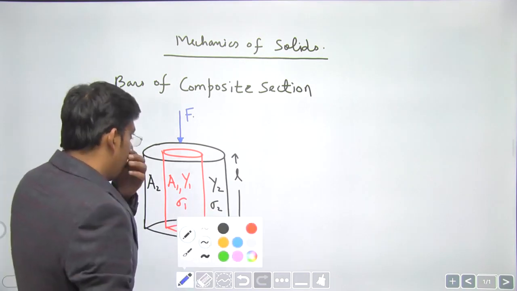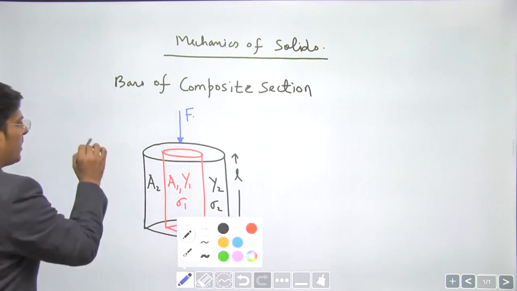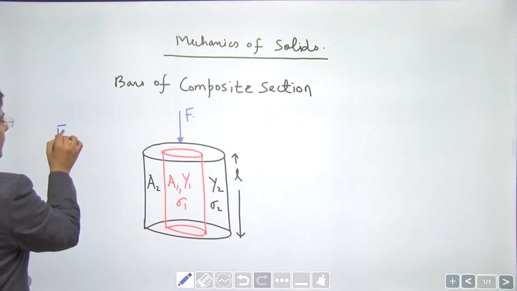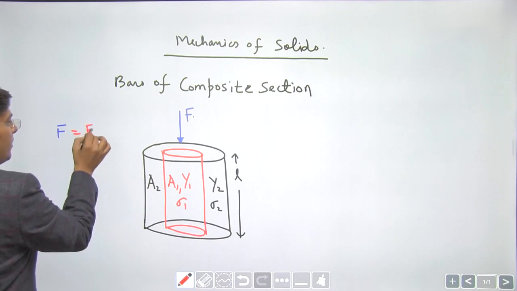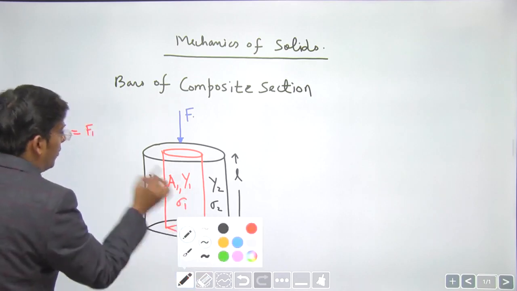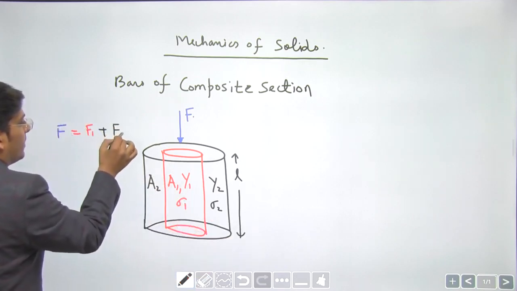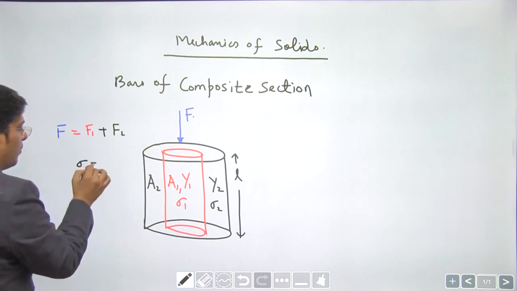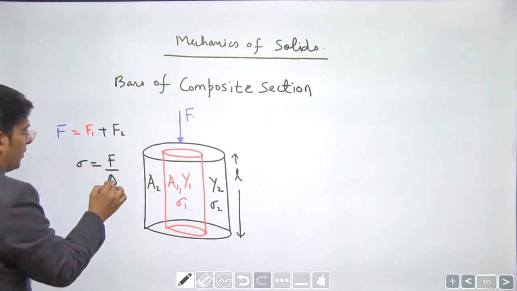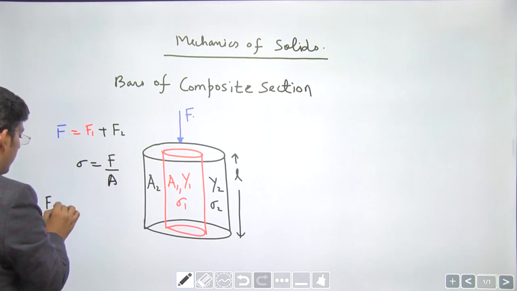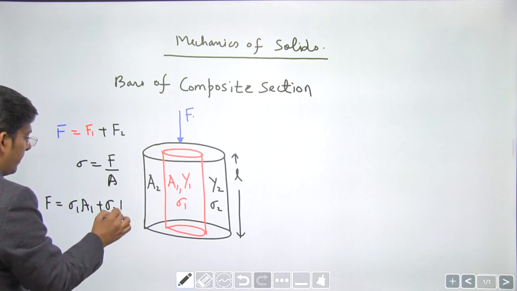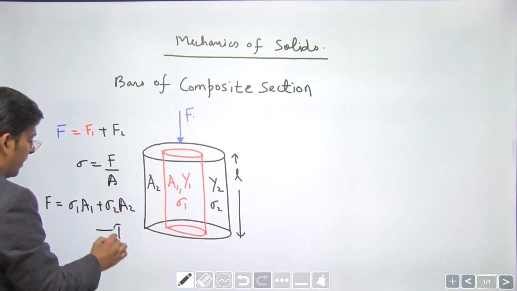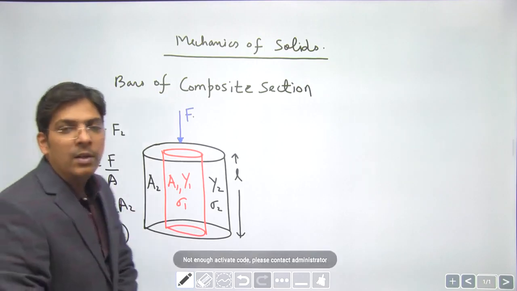One important thing is that the total force applied is F, which is actually shared by the two bars, so F is F1 plus F2. Now you know that stress is equal to force by area, so force is going to be stress into area. This is sigma 1 into area 1 plus sigma 2 into area 2. Sigma is the stress in the respective portions of the bars, right?